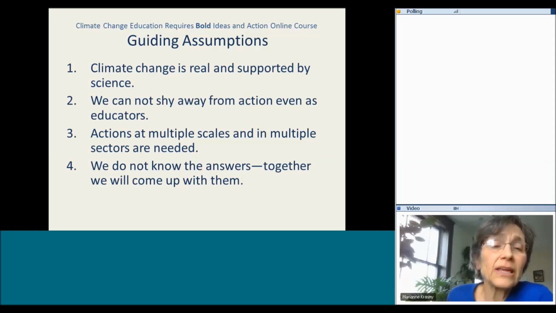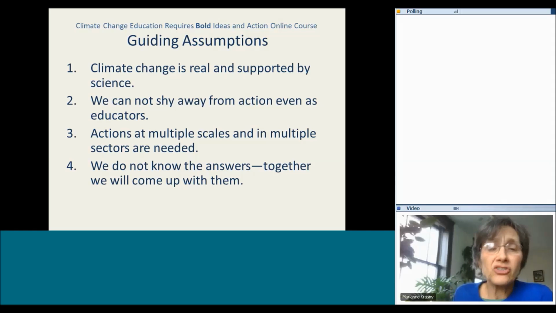So the second is that we cannot shy away from action, even as educators. There's a number of people who believe that as environmental educators we should not take a stand on things. And I'm putting it right out here that in light of climate change, I don't agree with that.